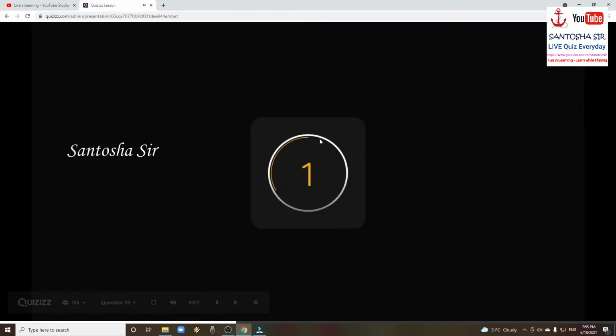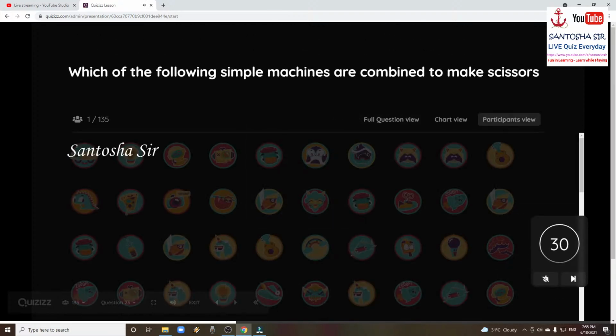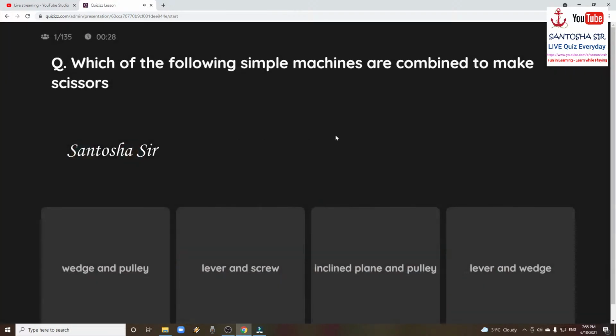Question number 23 on your screens. Which of the following simple machines are combined to make scissors? Is that wedge and pulley, lever and screw, or inclined plane and pulley, or lever and wedge?